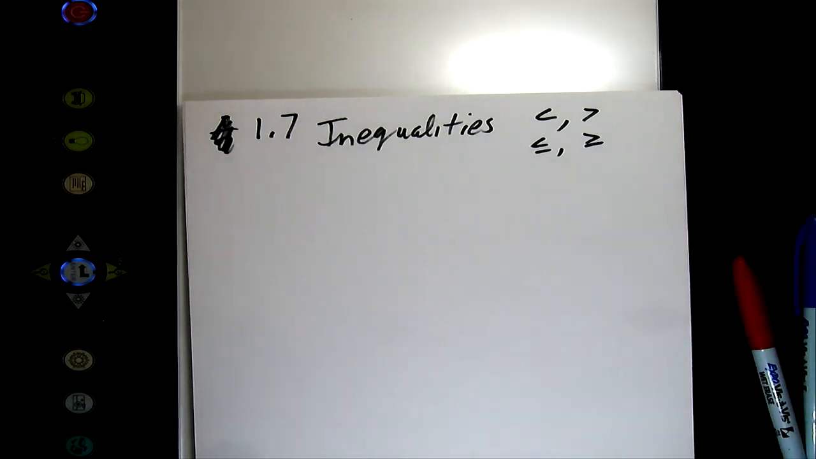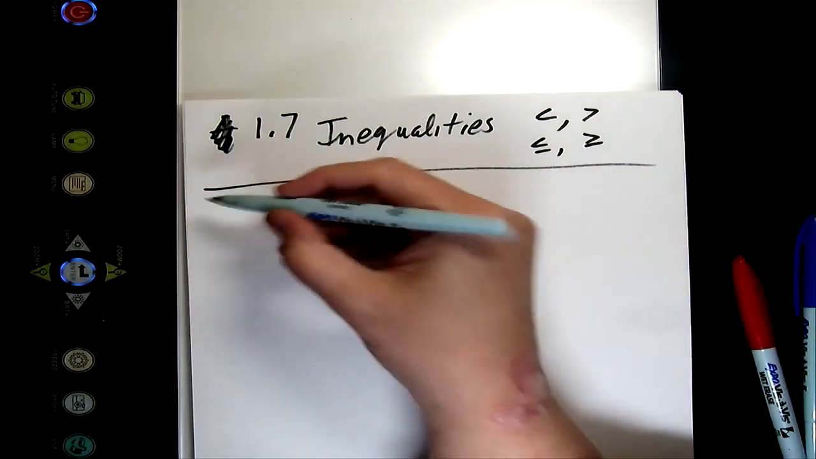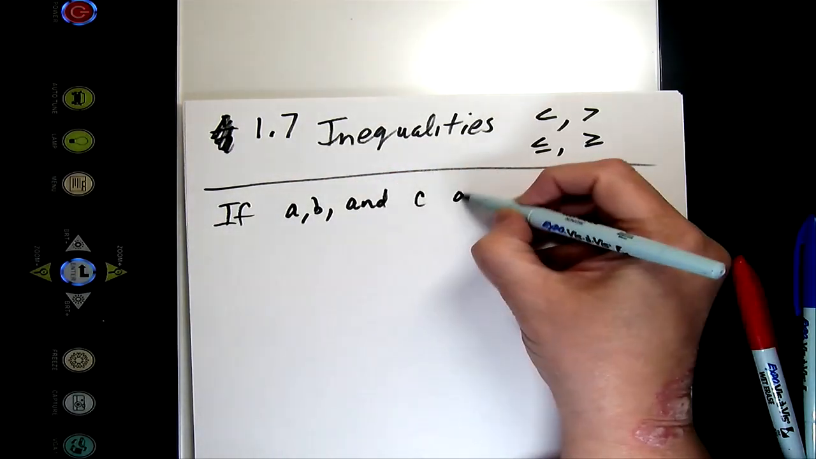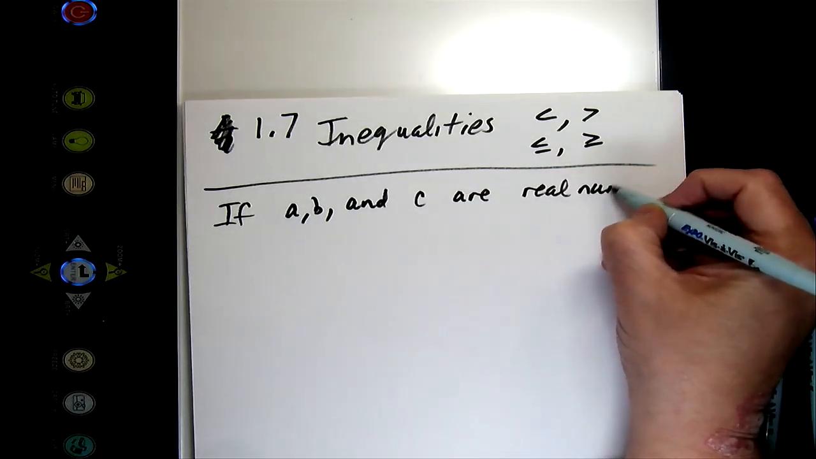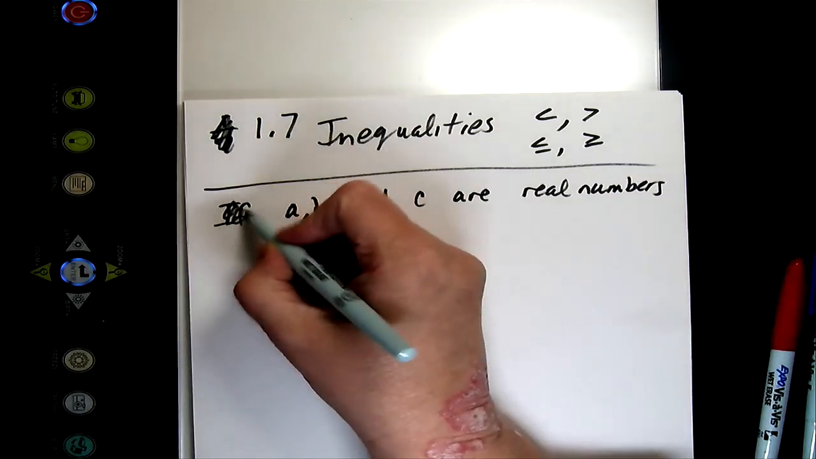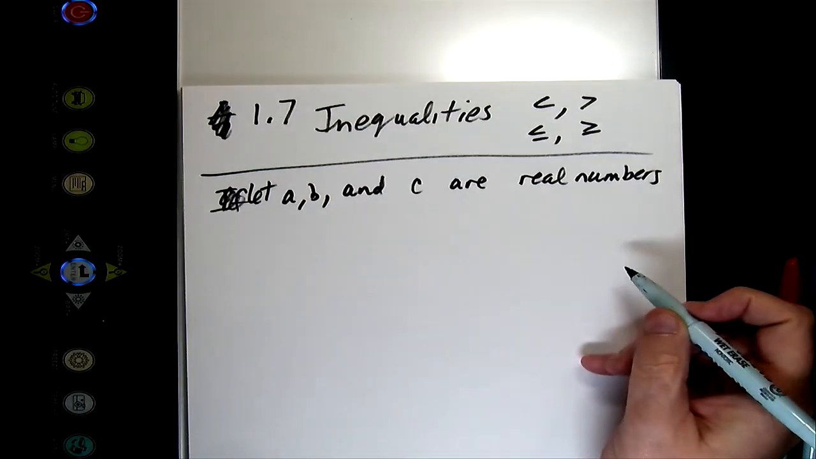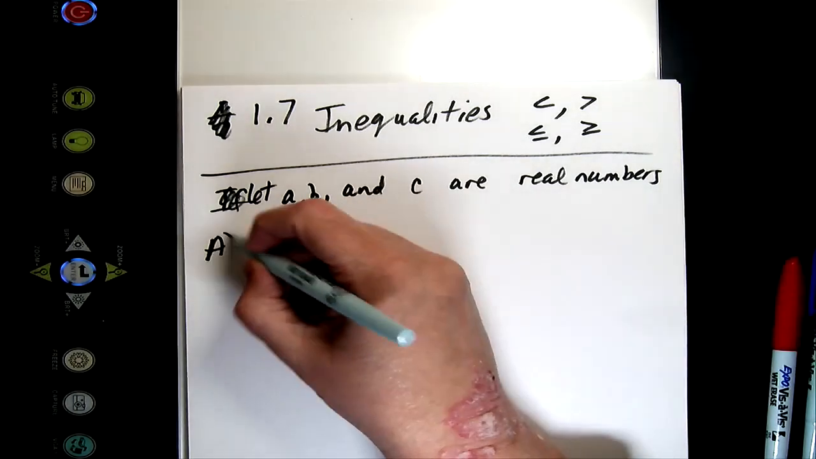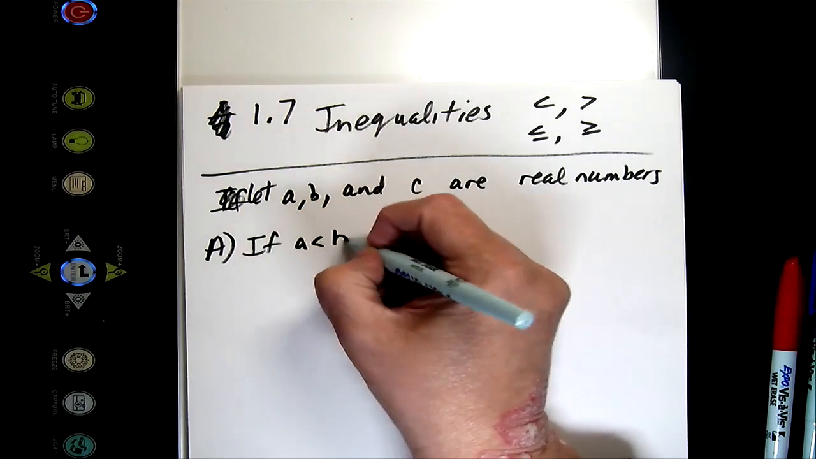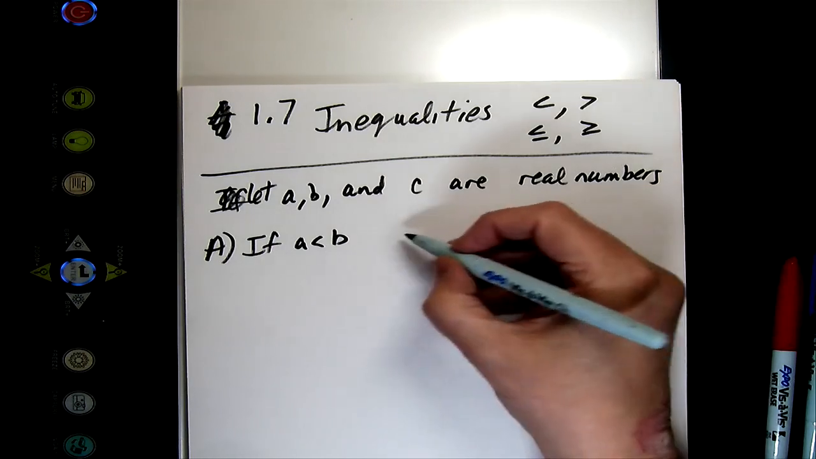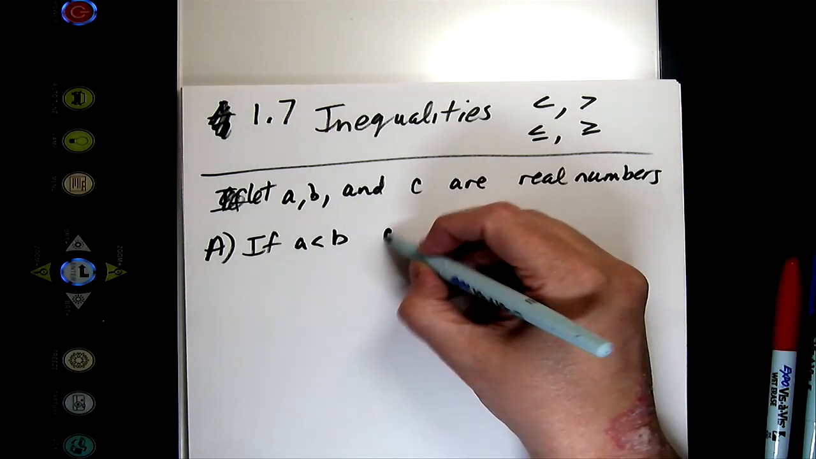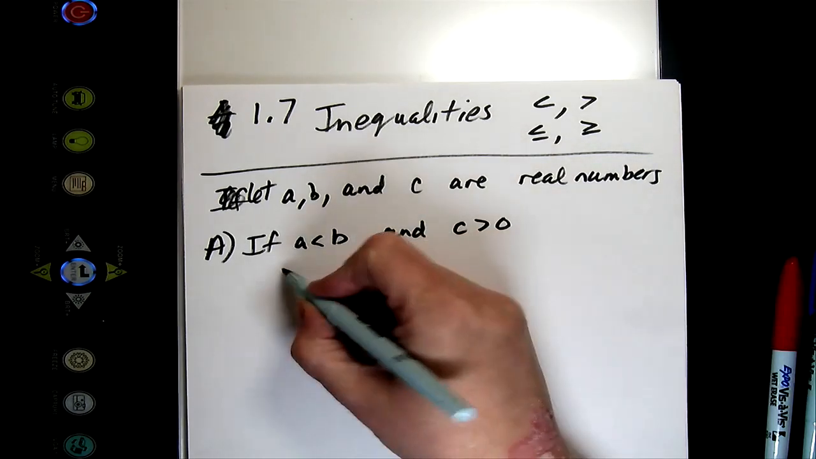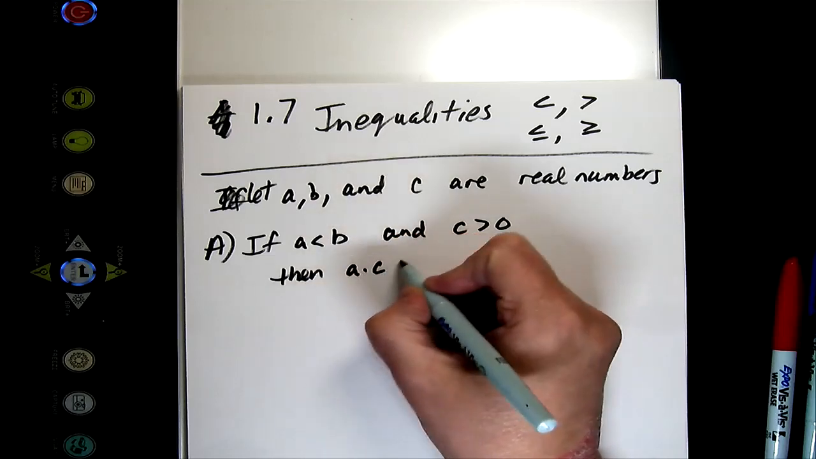So we've got a couple of rules that we're going to use the whole way. Let A, B, and C be real numbers, we're just going to assume they are. This works for regular good old numbers. If A is less than B, I can multiply both sides by C, and C is greater than 0, then A times C is less than B times C.